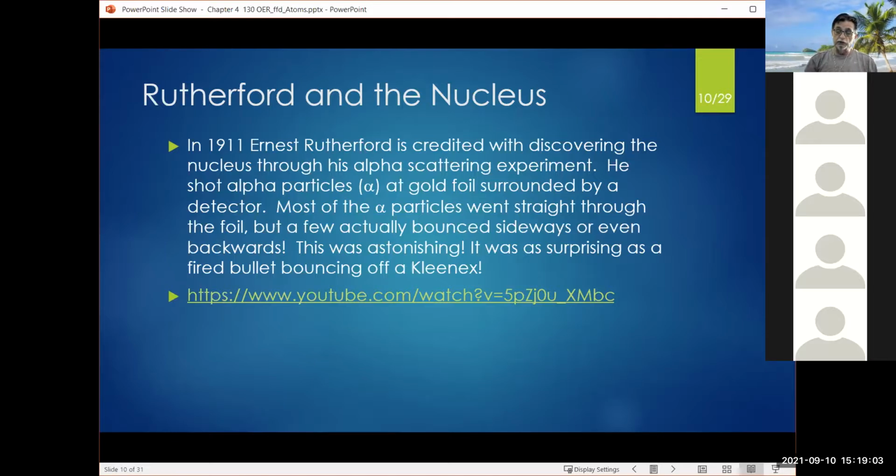Now, if the plum pudding model was correct, he thought that these particles would go straight through. You'd see the image on the other side of the screen, and that was it. What he found, however, was that some of these particles were being ricocheted. Okay, they were being angled off like shooting pool. You're trying to get the ball to the corner pocket, and it went at an angle. Some of them were shot back to the source. And so what that meant was that the particle, which is pretty small, must have hit something that was pretty dense, enough for it to ricochet at a different angle. So Rutherford is credited with the discovery of the nucleus, that there's a nucleus, okay?